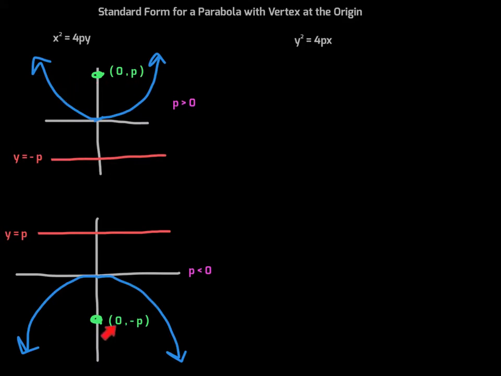Okay, now let me show you what this parabola would look like when y is being squared. When y is being squared, then you either have a parabola opening right or to the left.